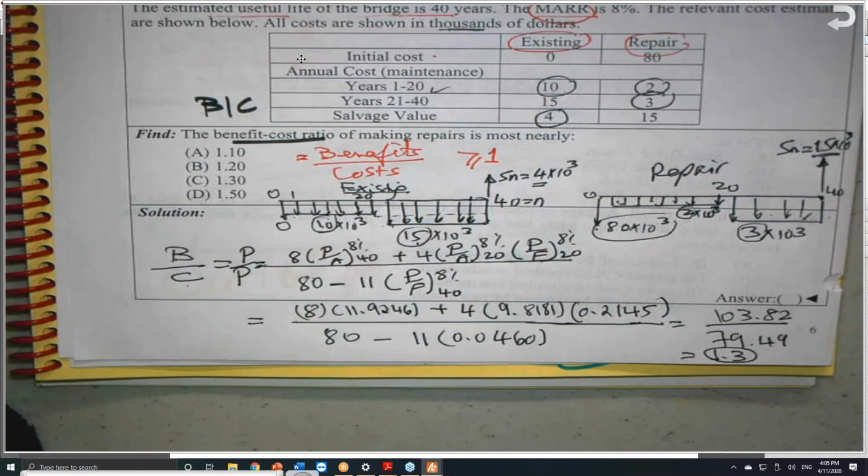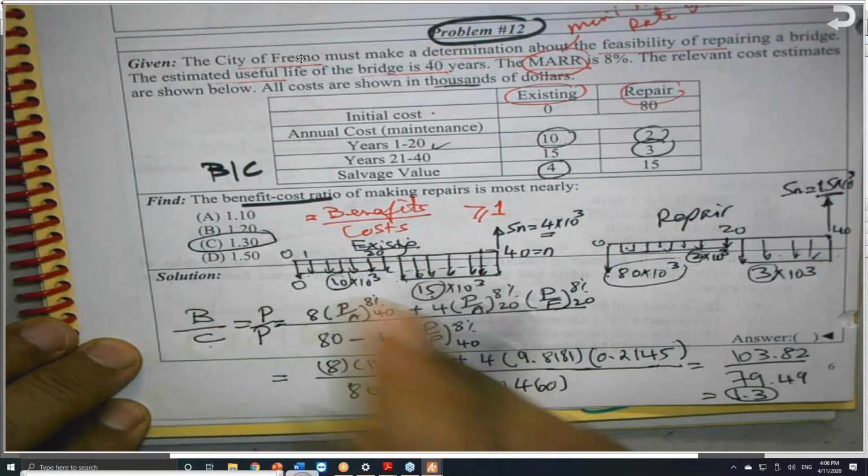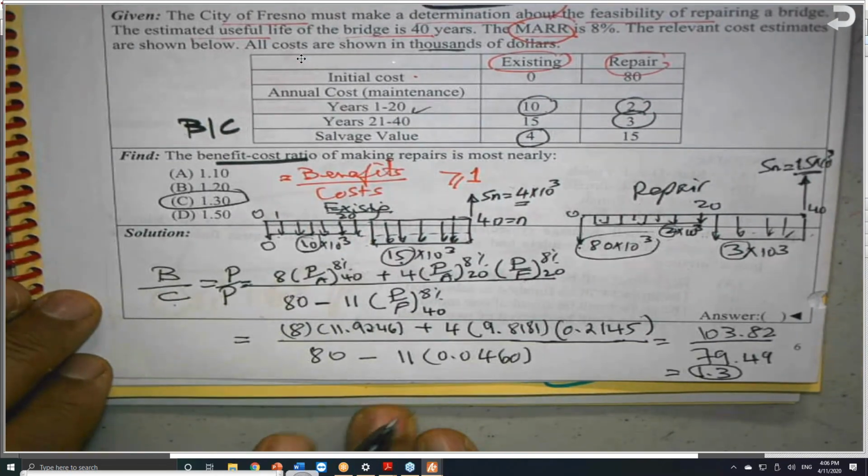Let me do the numerator one more time very quick, just to make sure. 0.2145 enter, 9.8181 times, 4 times, and 8 enter, 11.9246 times plus, that's correct, 103.82, and 79.49 divided. I assume this is correct, and the answer is 1.3, which is the benefit cost ratio.